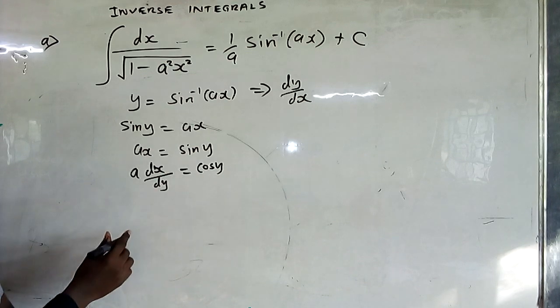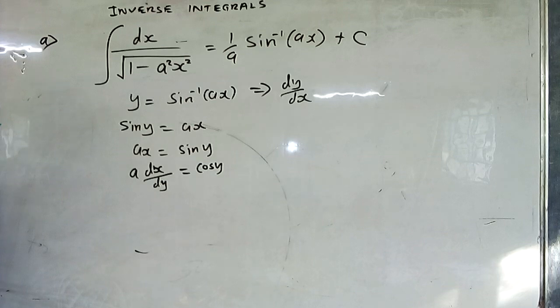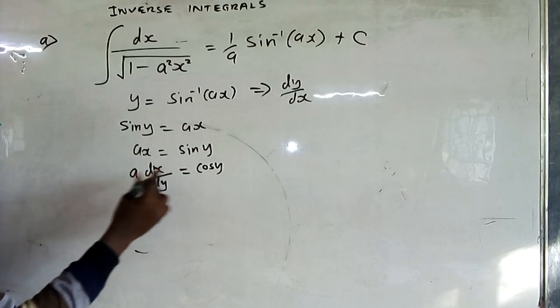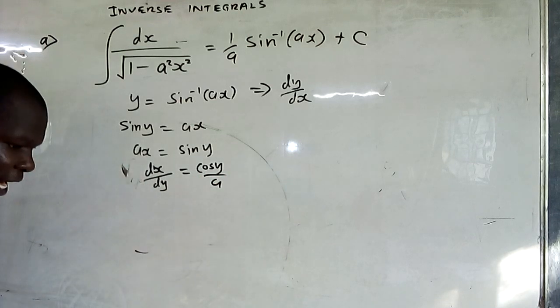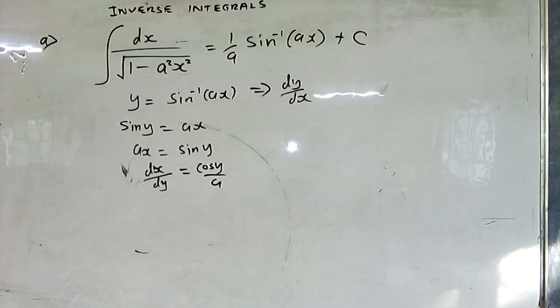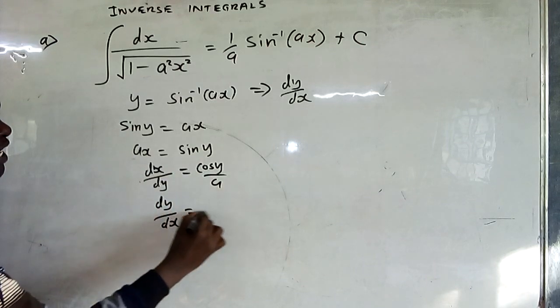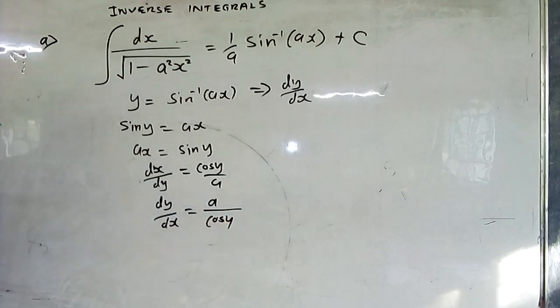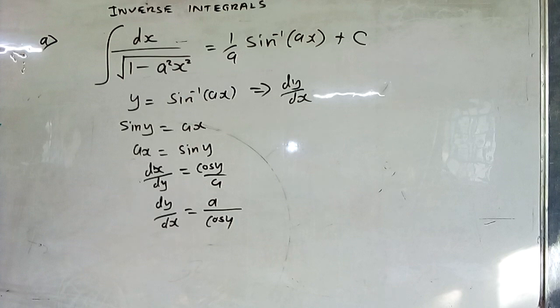So from here, what do we want? We want dy over dx, because that is the derivative. So if you divide both sides by a, you get dx over dy is cos y over a, isn't it? So from there, you find the reciprocal on both sides. You get dy over dx is a over cos y. So you can see dy over dx is the derivative.